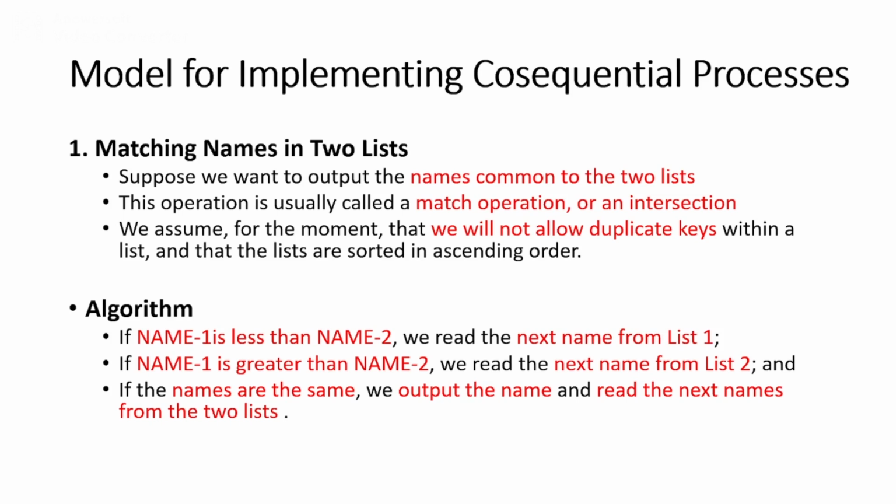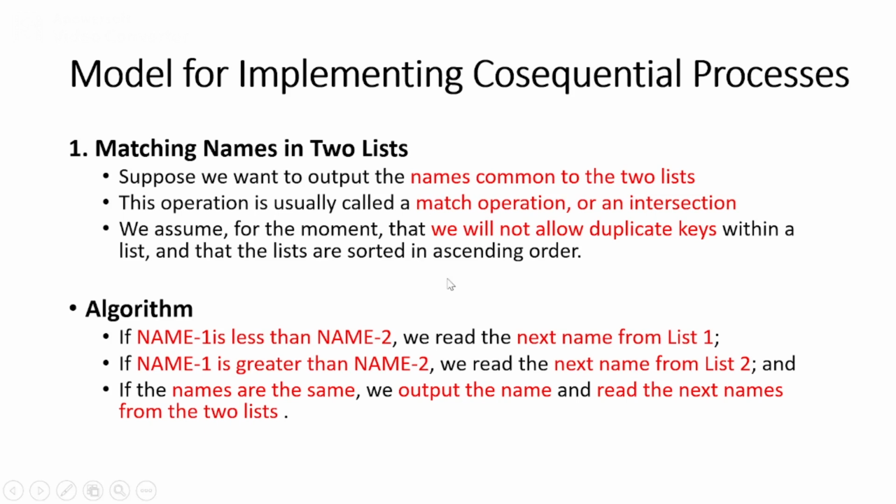We assume for the moment that we will not allow duplicate keys within the list, and that the lists are sorted in the ascending order. So obviously if you want to perform the co-sequential match process, there should not be any duplicate keys, and also the list needs to be in the sorted order. So we will be having an algorithm for co-sequential matching process.